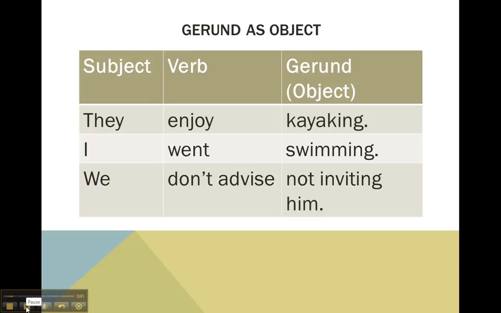Then the gerund can also be the object of a sentence. Remember, a gerund is a kind of noun, so that's why it can be either the subject of a sentence or the object of a sentence. So I can say they enjoy kayaking. I went swimming. We don't advise not inviting him.